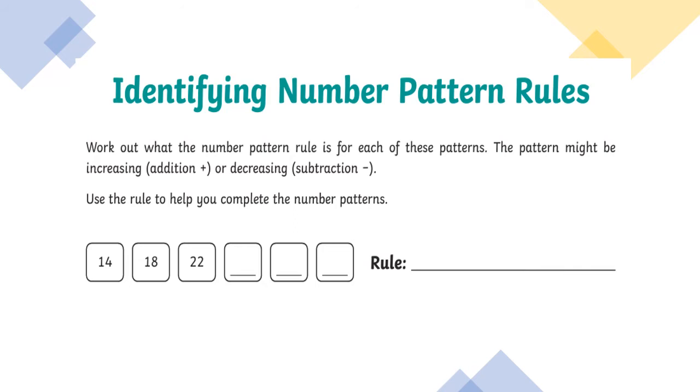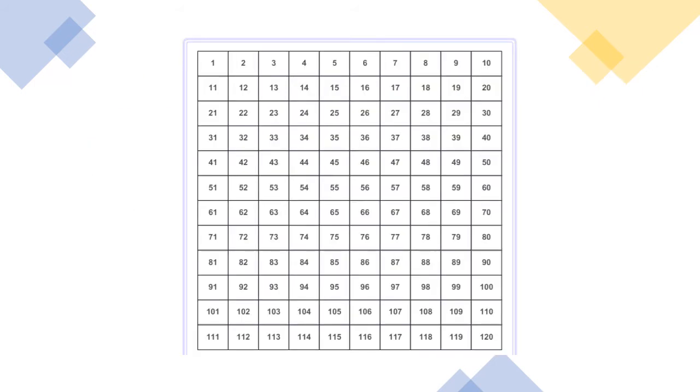So identifying our number pattern, I've taken this first example and I'm going to go through it slowly so that you can see what we need to do. So I look at my numbers, 14, 18, 22, and then I've got 3 blank spaces and the word rule. So what I did was I went on the internet and I got myself a hundreds chart. Now with my hundreds chart I can do a lot with that.